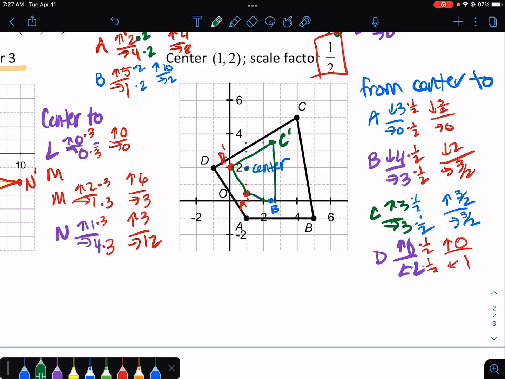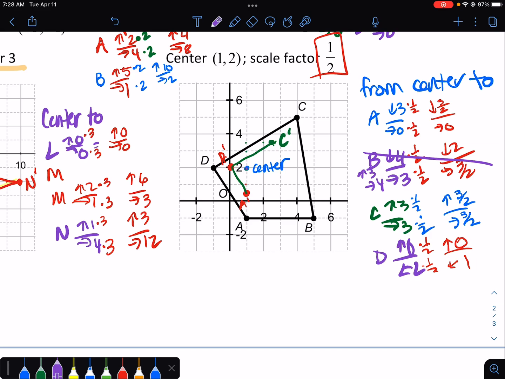something looks wrong with B. Let's go back to B. Down 1, 2, 3, over 1, 2, 3, 4. Oh, I reversed them. So I knew that something was wrong because those did not look parallel. So I went down 4, over 4, right 3, and up 3.